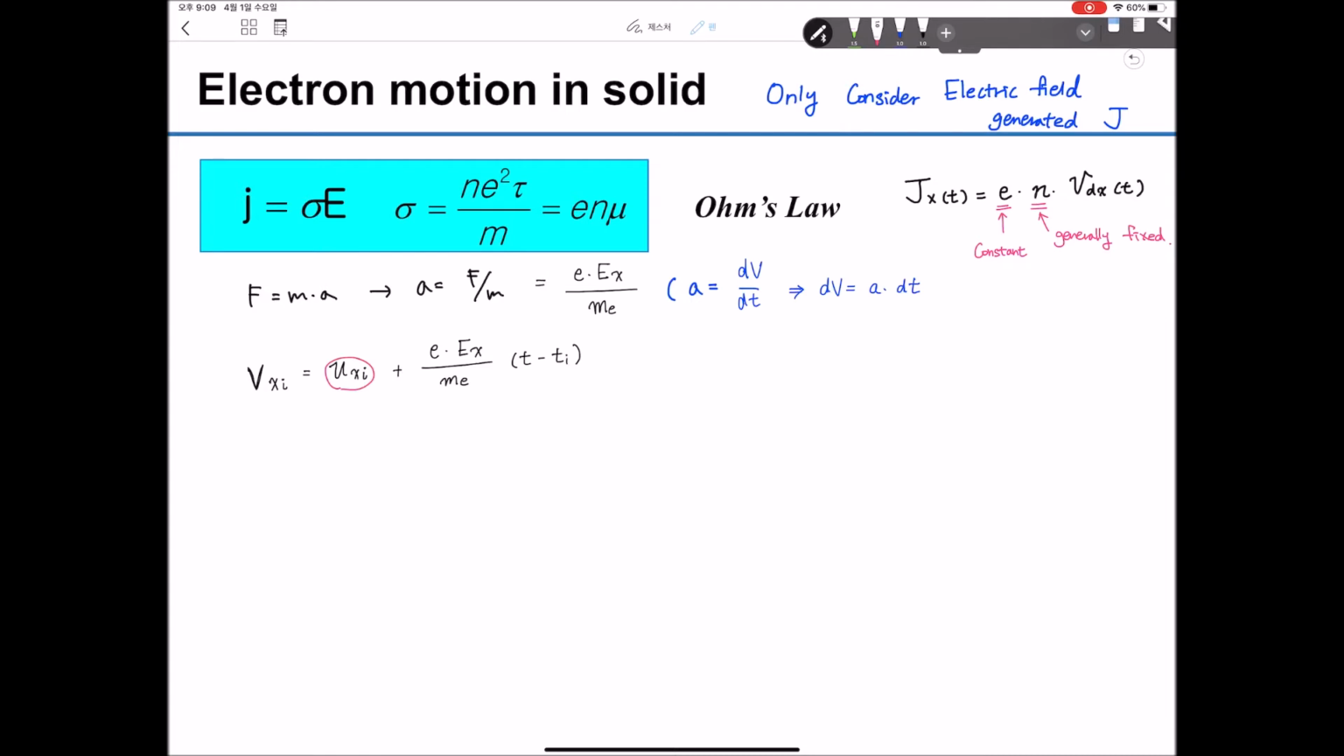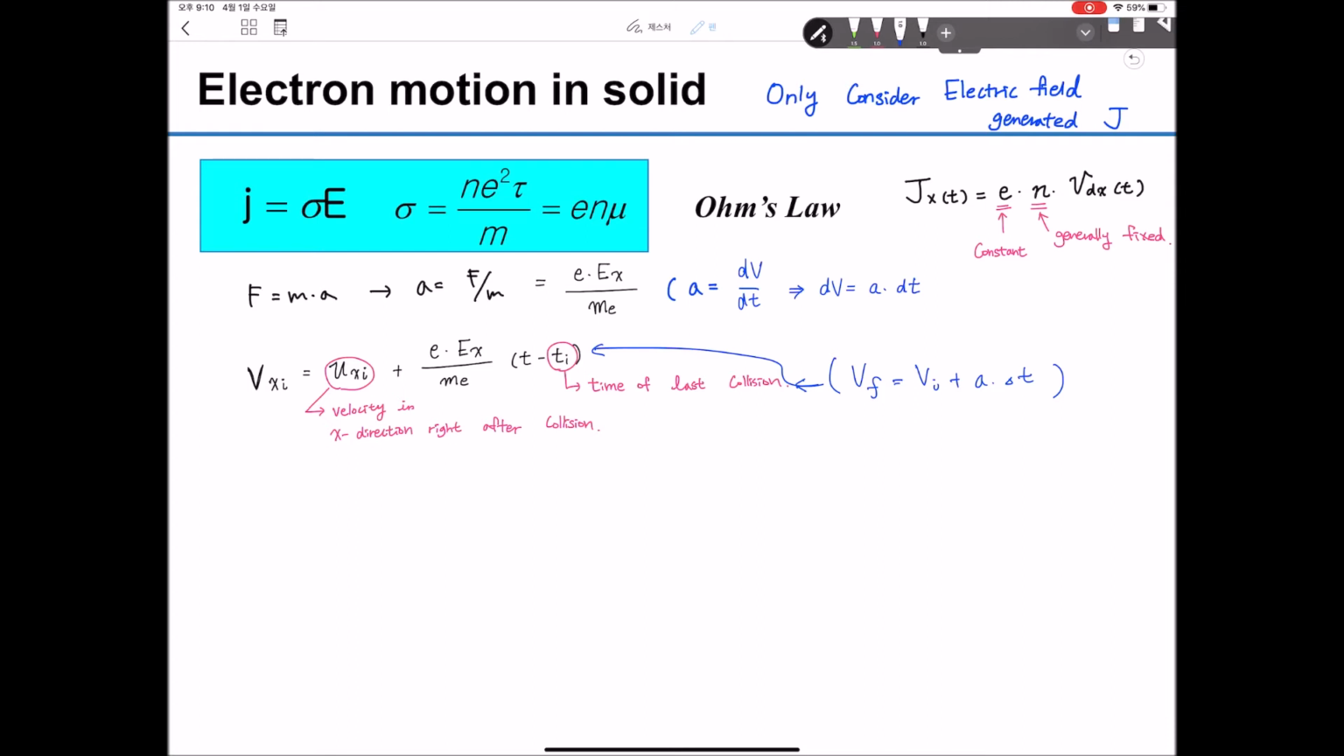So this uxi is the velocity in the x direction right after collision, and this ti is the time of the last collision. So here you can simply say the v final equals v initial plus acceleration times delta t. This is exactly what this equation is talking about.